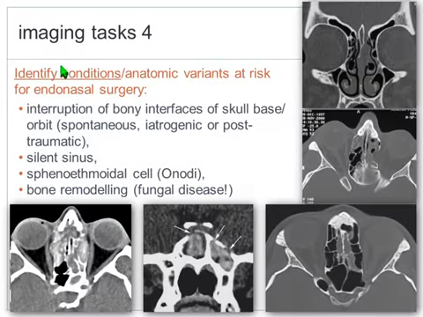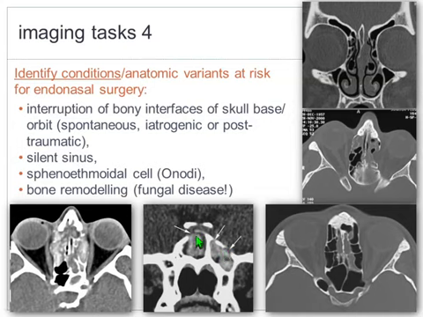Task number 4 is to identify conditions that represent variants at risk for surgery, like the interruption of bony surfaces. Like in this case, within the sphenoid sinus, we have a fungus ball that is high signal intensity on CT, surrounded by the mucosa, low density, but there is erosion of the bone.